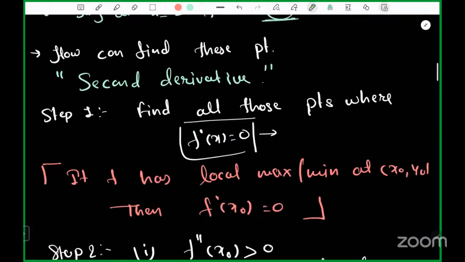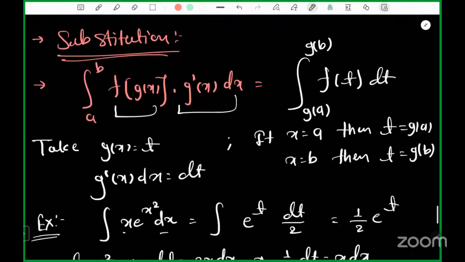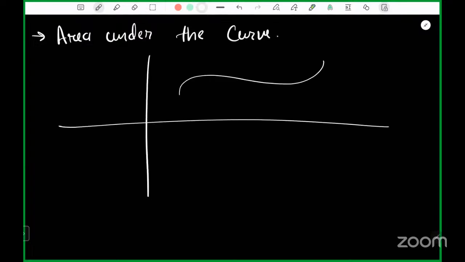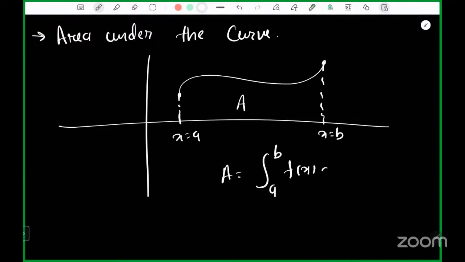Now there is one thing which we can understand, which is finding the area under the curve. Suppose you have some simple curve, something like this, and you want to find the area from x equals a to x equals b. This area A is nothing but integration a to b f of x dx. So this is the simpler one. Just compute integration a to b f of x dx, and you will get your area.